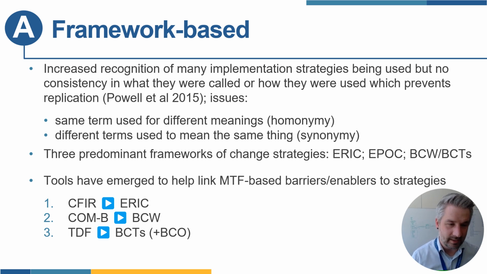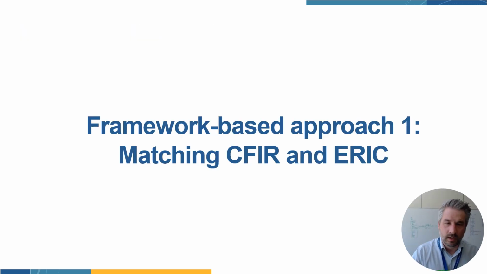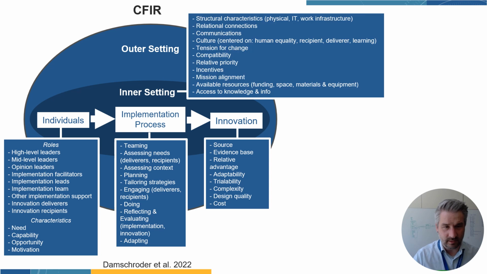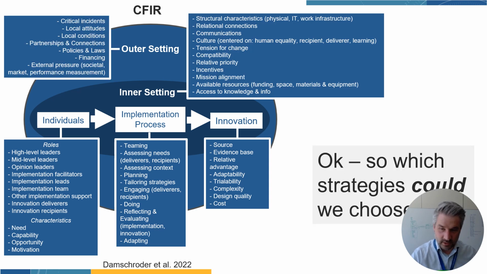And how do you develop a common understanding if that's the issue that we're faced with? This has led to the emergence of some frameworks to try to get on the same page of labels, depending on the levels of interest. We'll talk a bit about the ERIC taxonomy, the EPOC taxonomy, and the behavior change wheel and behavior change techniques taxonomy and ontology. So we'll start with the framework-based approach and thinking about how the CFIR-based determinants could be matched using the ERIC taxonomy. We talked about the different domains within CFIR and the constructs within them. So the question is, which strategy could we choose if we happen to identify barriers in one or more of these factors?